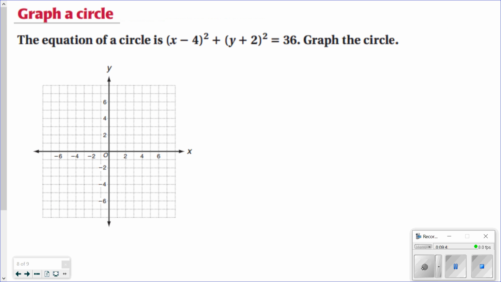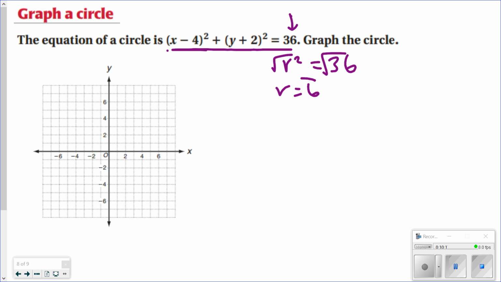Next, we're going to practice graphing circles. So I have the equation of my circle, and I need to draw it here. All right, so knowing my standard form of an equation, I can first figure out what is my radius. Well, this here is our radius squared. So if r squared is equal to 36, what is my radius? Well, we find that out by doing the square root of each side. So square root, and we get that r is equal to 6.